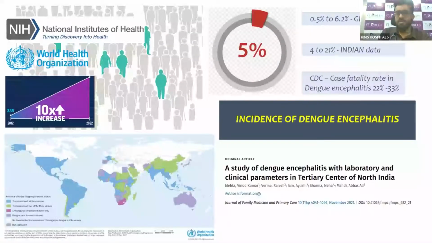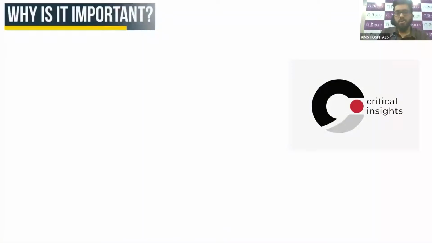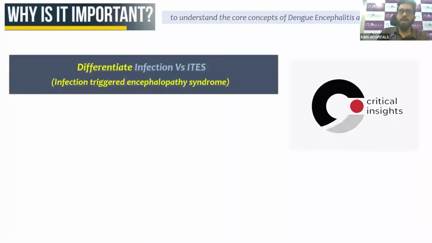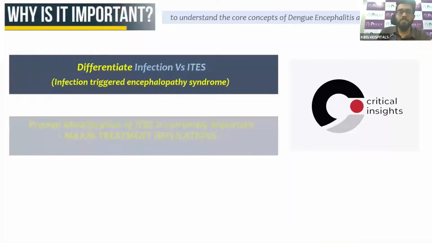The CDC also comes up with data saying that the case fatality rate in dengue encephalitis is almost 33%. So why is it so important to know the critical concepts of what exactly dengue encephalitis is and what exactly the dengue-induced inflammatory syndromes are? Obviously we'll look into this. One is to differentiate dengue infection per se versus ITES. ITES is a newer term from the last couple of years, which is infection-triggered encephalopathy syndrome. Previously we used to call these para-infectious diseases.